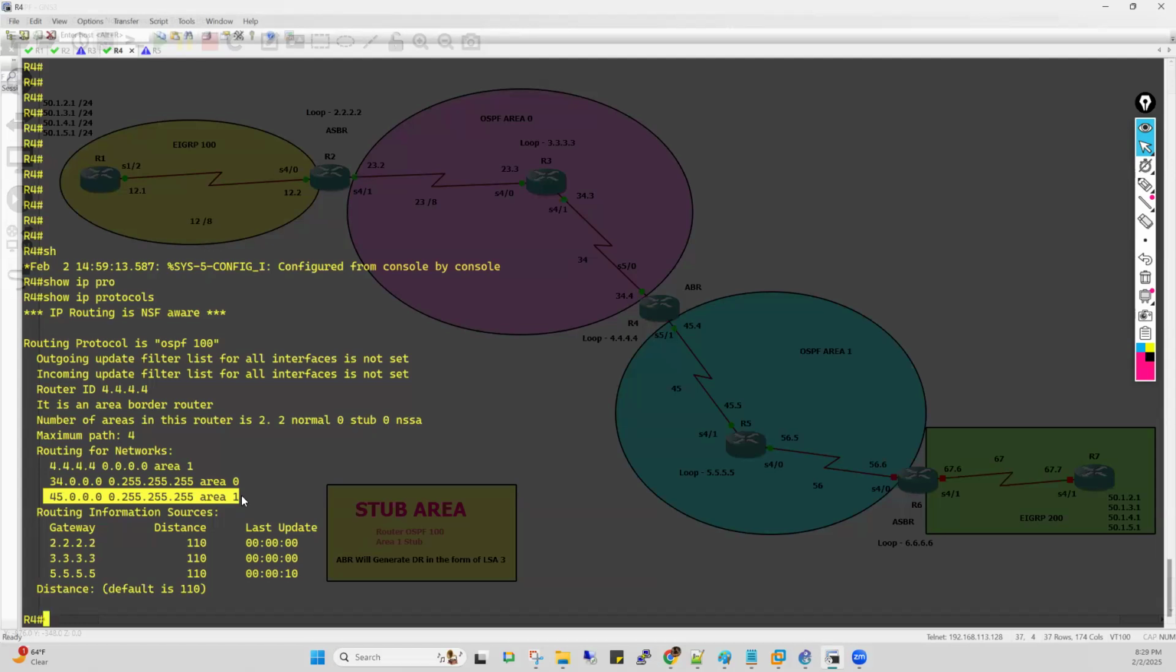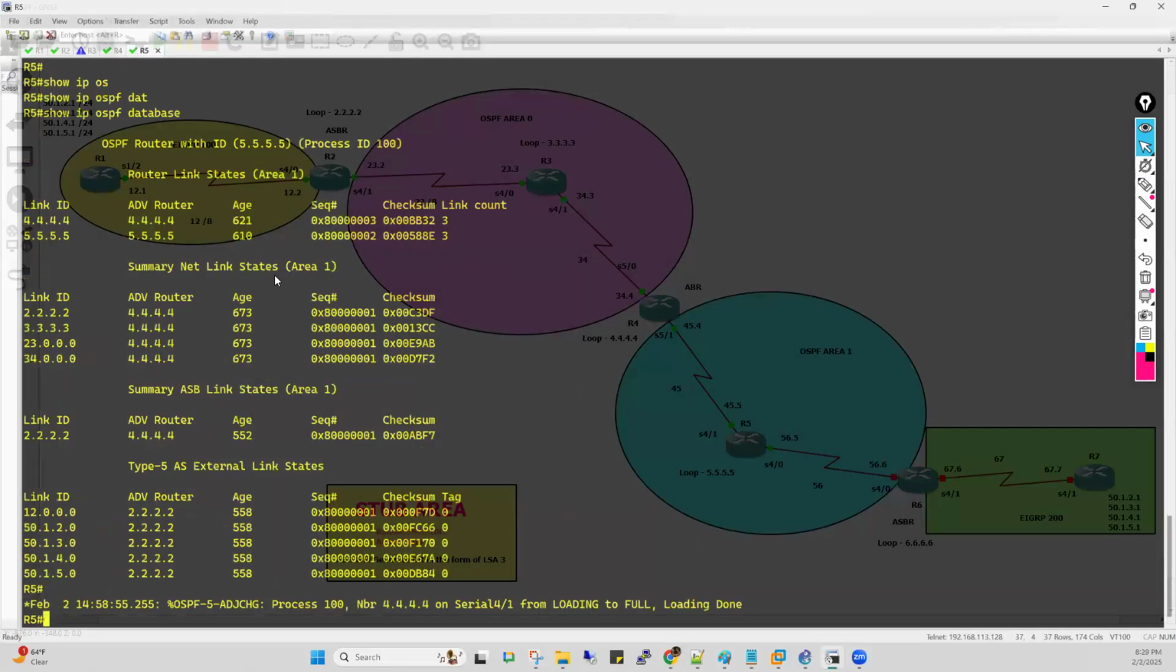So in this time, sir, 4.4.4.4 we configure, no? In which area, area 1 or area 0, how we configure that one? You can configure this one in any area. It's up to you. Okay. Done, guys? Now come to R5.